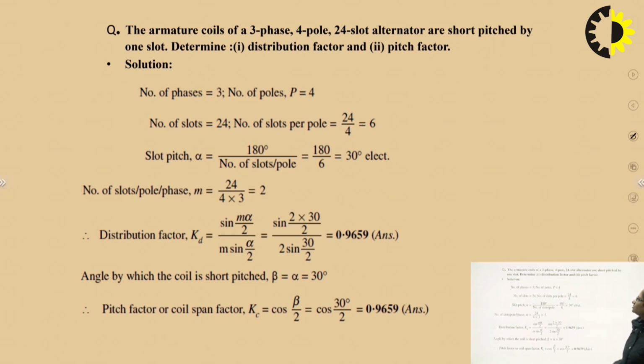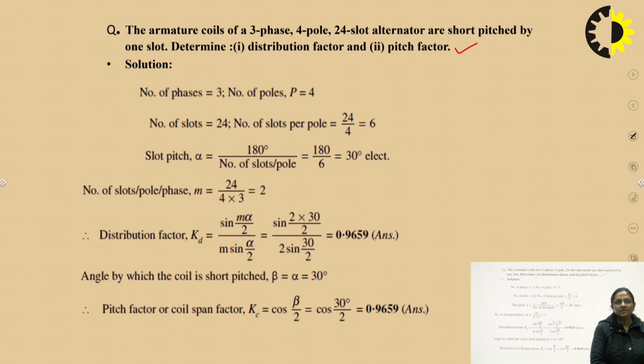The armature coils of a 3-phase, 4-pole, 24-slot alternator are short-pitched by 1 slot. Determine distribution factor and pitch factor. So, before solving this numerical, let us just recall the concepts of distribution factor and the pitch factor. In this particular question, we need to determine the distribution factor of the winding and the pitch factor of the coils used in the armature winding of the alternator.